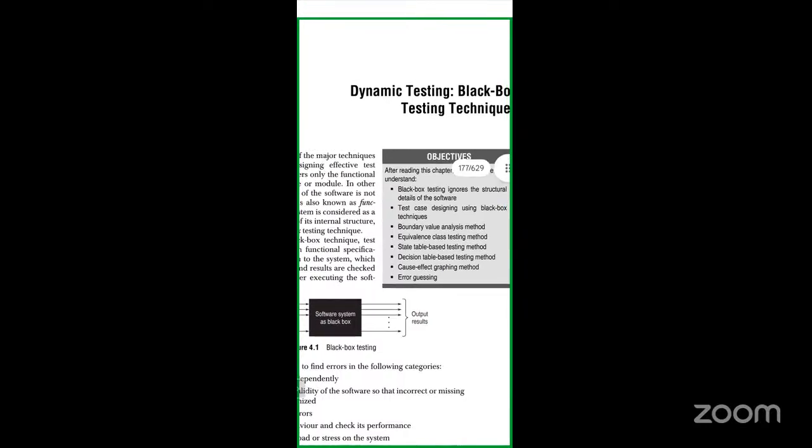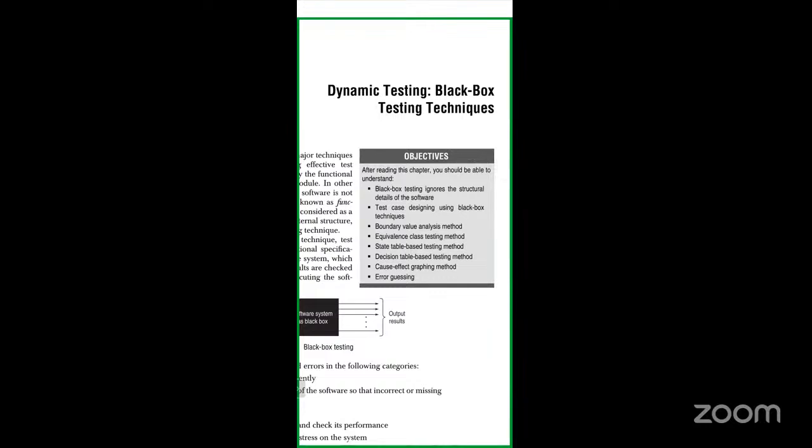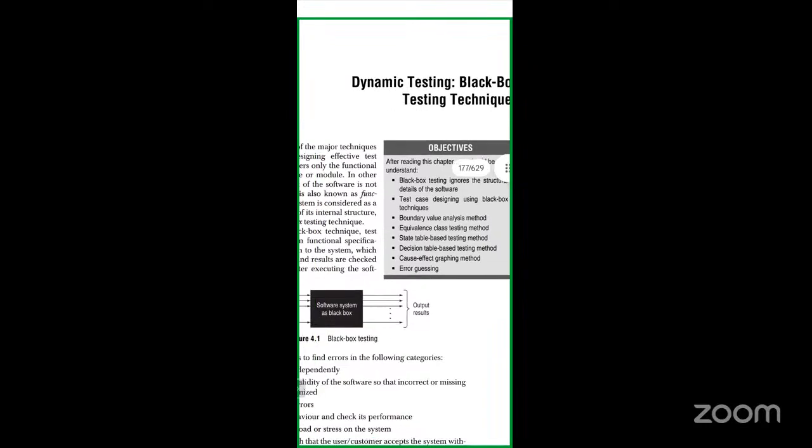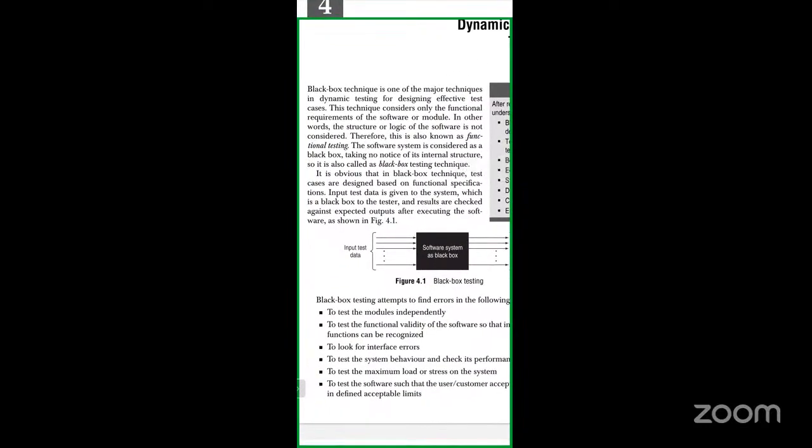So in this chapter, we will be checking black box testing and how it ignores the structure details of the software, and then test case designing using black box testing techniques, then the boundary value analysis method, then the equivalence class testing method, then the state table based testing method, then the decision table based testing method, then the cause effect graphing method, then error guessing, which we will be seeing in this particular black box testing.